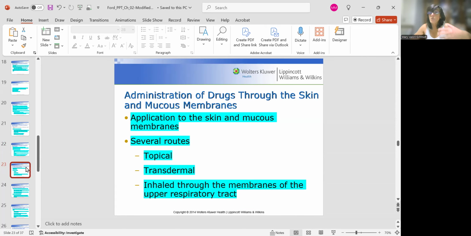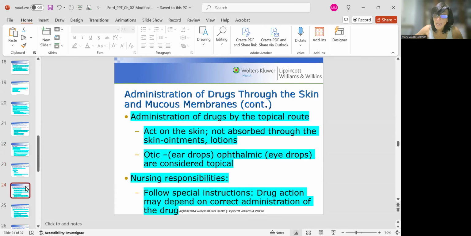Then we can give drugs through the skin and mucous membranes. So topical, transdermal, or inhaled, okay? Topical means that they act on top of the skin, like an ointment, right? Or like otic drops, ear drops, or ophthalmic drops, eye drops. They're considered topicals. Make sure you know that. Make sure that you understand the action of the drug and that you administer it the way it's supposed to be administered as per the directions.